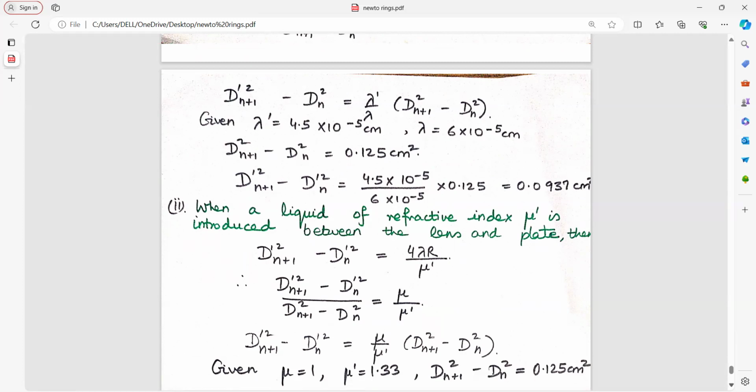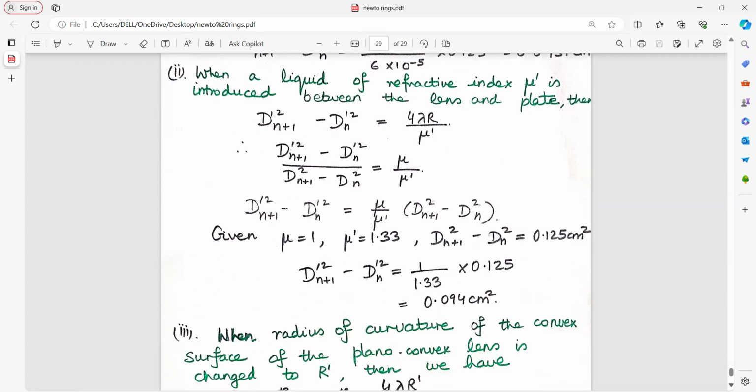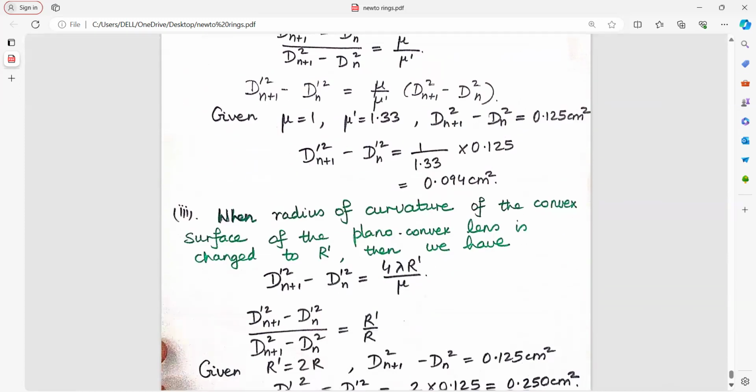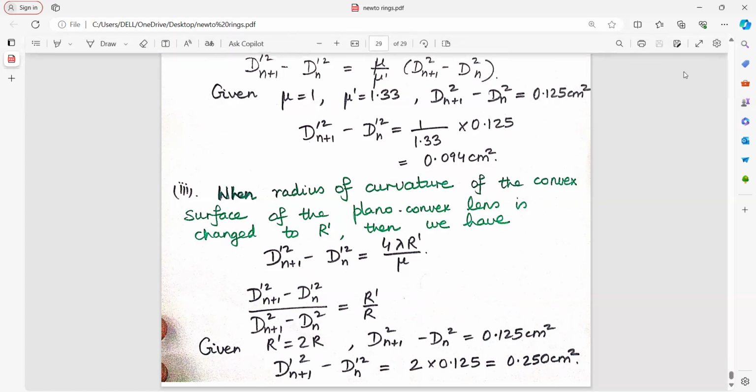Then for the refractive index case, put the formula of mu and use the values that have been given, and you straight away get the answer. And the radius of curvature of the plano-convex lens is doubled. So in that case, you just put here R dash, which has been given to us as 2R. Radius has been doubled. And this you subtract, you get your answer.